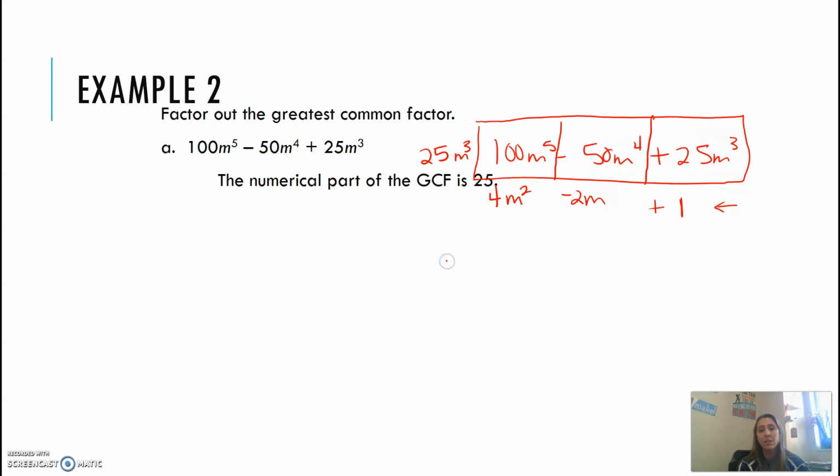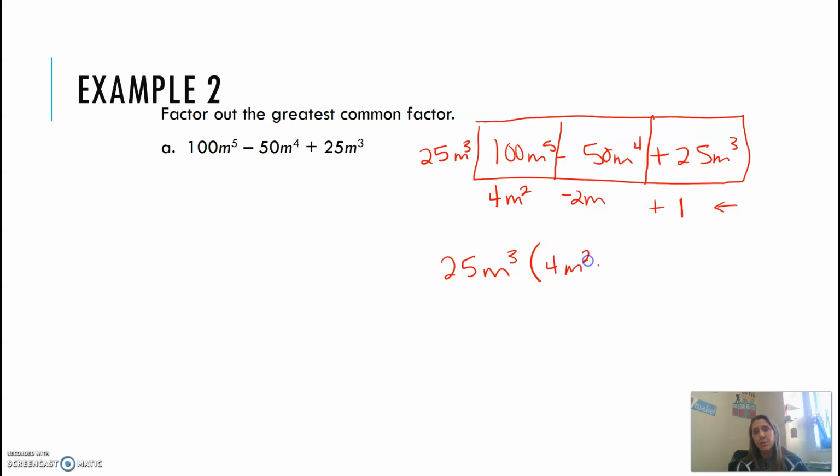So then my answer is 25m cubed times all the stuff written down. So 4m squared minus 2m plus 1. And let's see, does this factor any further? There are no factors of 4m squared that add up to negative 2, so we're totally done.